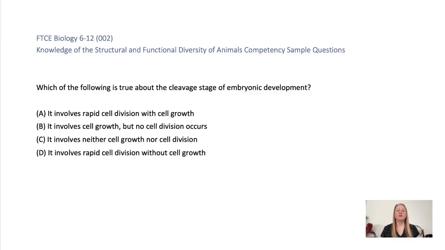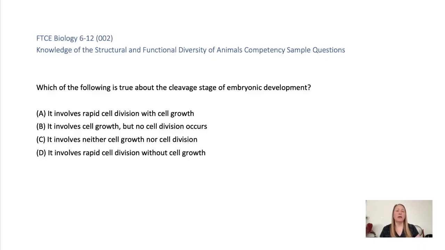Which of the following is true about the cleavage stage of embryonic development? A. It involves rapid cell division with cell growth. B. It involves cell growth, but no cell division occurs. C. It involves neither cell growth nor cell division. Or D. It involves rapid cell division without cell growth.